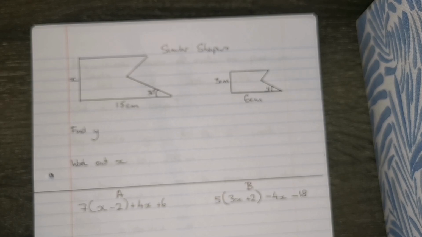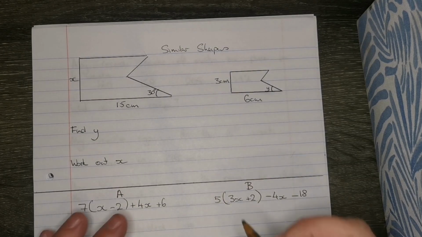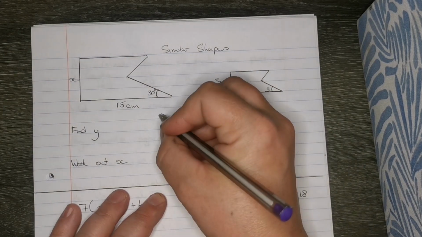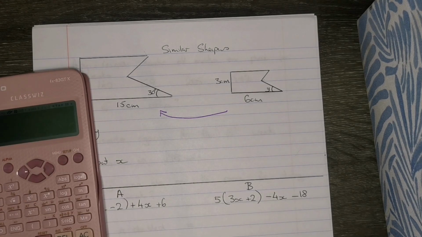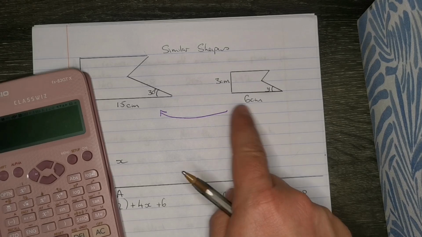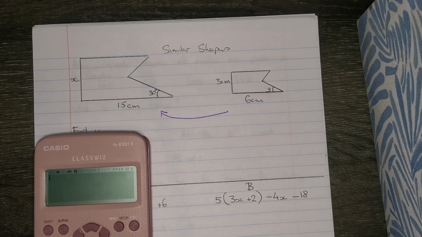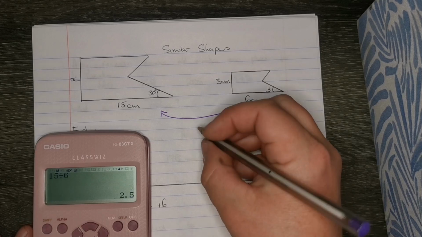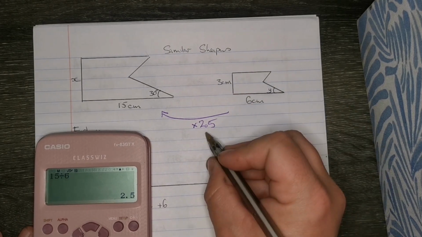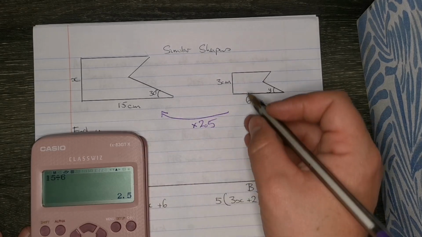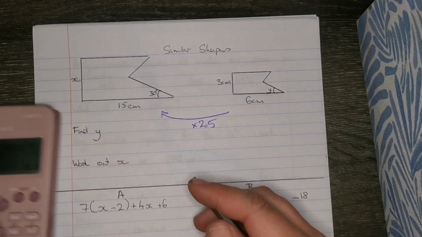So with similar shapes, the key thing is that one shape is an enlargement of the other shape, so I'm timesing that by something to get to there. In fact, I'm going to think about that now before I even read the rest of the question. So what do I times 6 by to get 15? I can find that out by going backwards. So 15 divided by 6. My calculator is telling me that's 2.5. So 6 times 2.5 is 15. So that's what I'm doing to my sides as I go that way.